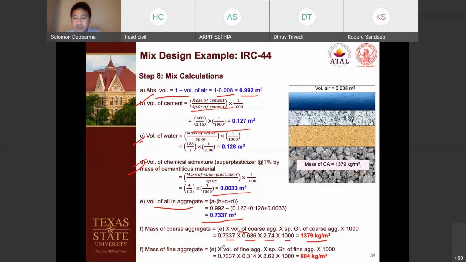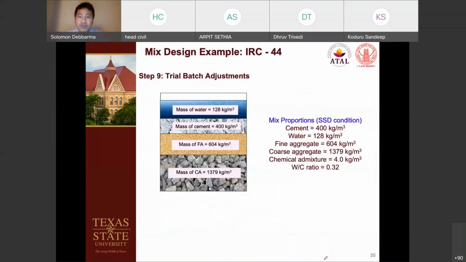And then accordingly we can calculate the mass of the fine aggregate, and it comes to be 604 kg per meter cube. So now we have the mass of coarse aggregate, the mass of fine aggregate, the mass of cement and the mass of water as well. This mix proportion is based on the SSD condition. So based on the SSD condition, we have cement as 400 kg per meter cube, water as 128, fine aggregate as 604 kg per meter cube, chemical admixture of 4 kg per meter cube, and a water cement ratio of 0.32.